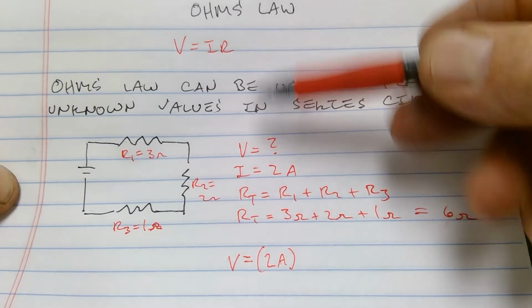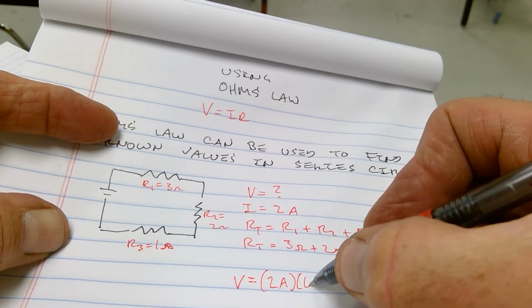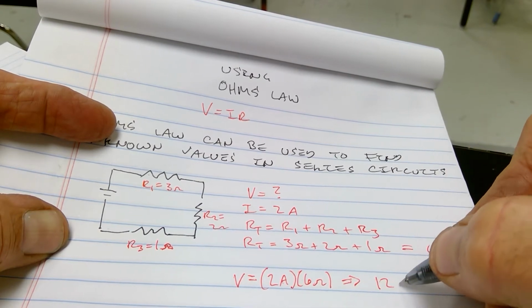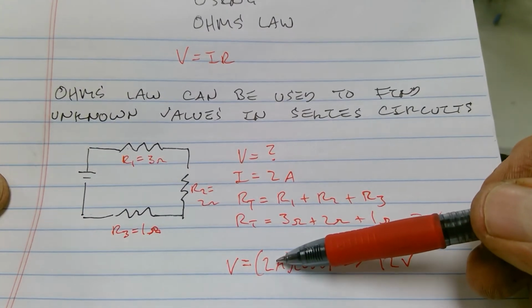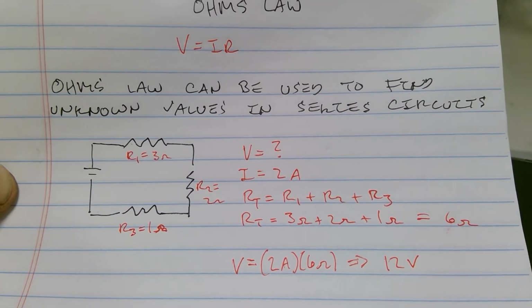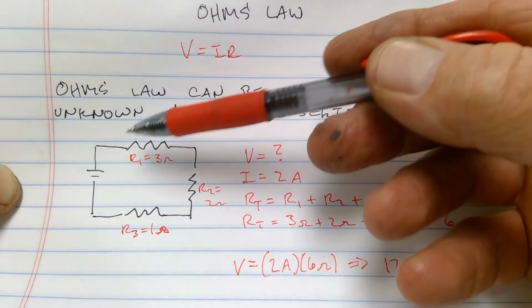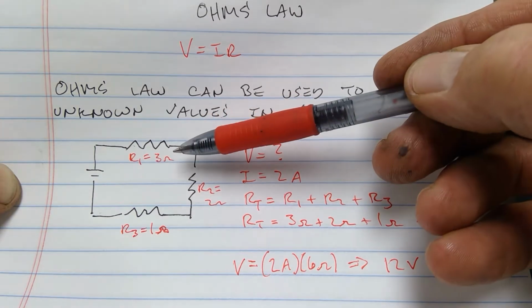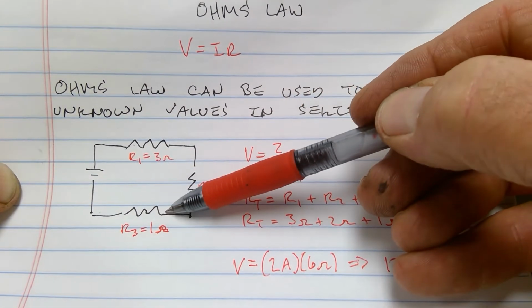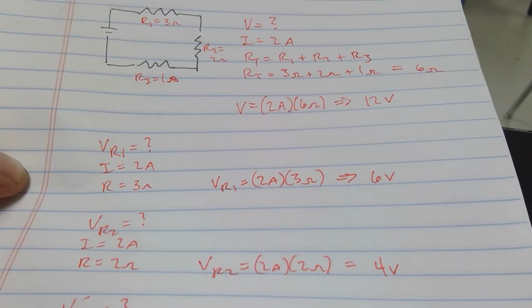And I do know my R. That's my RT value, the total resistance. So I'll write down my 6 ohms here. And that means that V goes to 12 volts, because I'm multiplying 2 amps times 6 ohms. So that's a very basic and very simple way to use Ohm's law. I can also calculate the voltage drop across each one of these to verify Kirchoff's voltage law. I'll pause that, do that real quick, and then we'll come back.